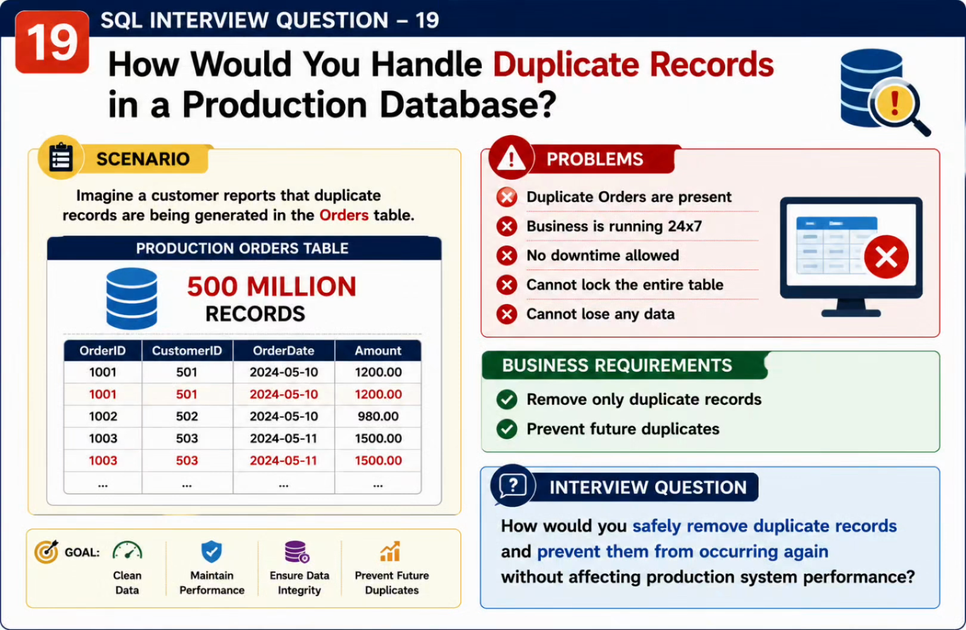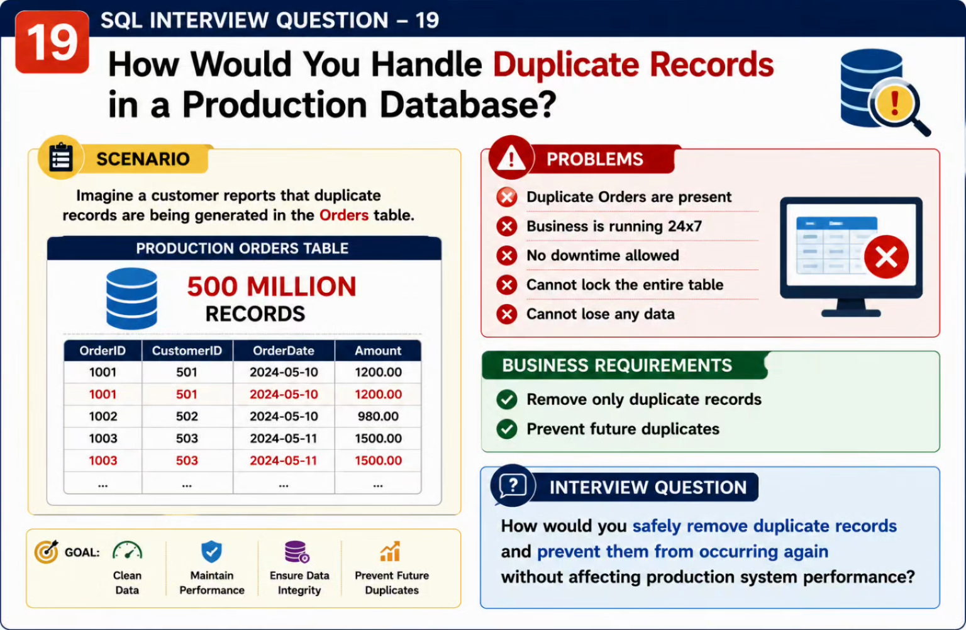Let's understand this with a real time scenario. Imagine you are working on an online shopping application. One morning, the business team reports that some customers have been charged twice because duplicate order records were created in the order table. The table contains nearly 500 million records and the application is running 24 by 7.